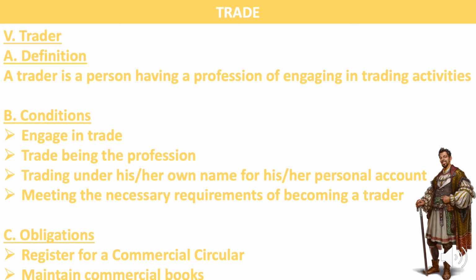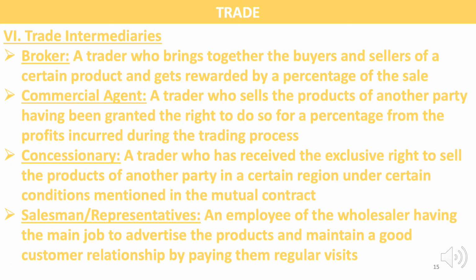So this is what this fourth point talks about. Now the obligations are first of all to register for a commercial circular in order for you to be able to sign on receipts and invoices on any type of commercial document, which is also another chapter in this course. And then you need to maintain commercial books, not only commercial books, accounting books as well. You need to have accounting ledgers and do journal entries of every transaction that you do, either a debit or a credit.